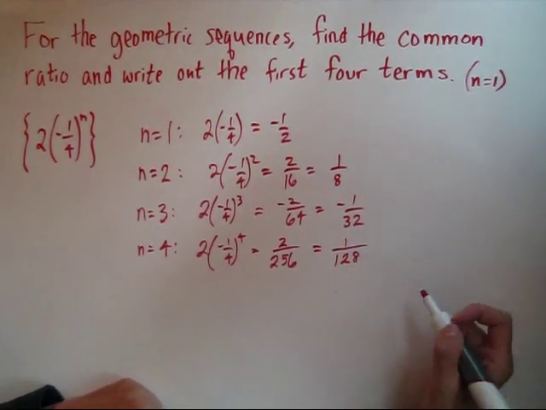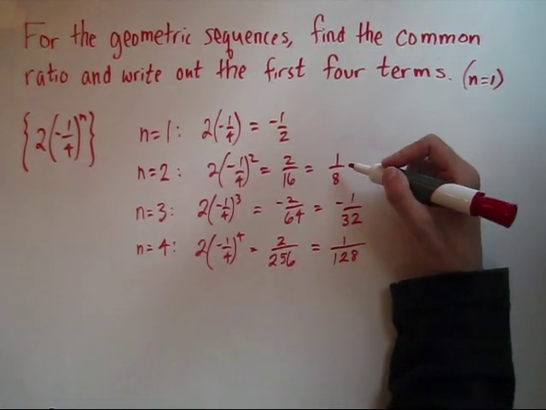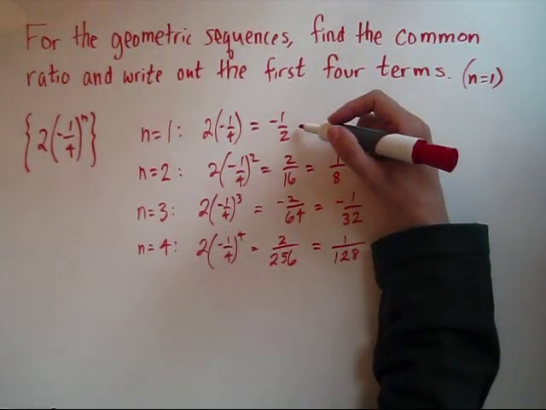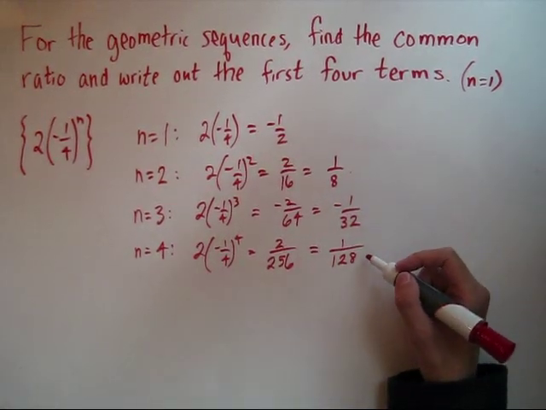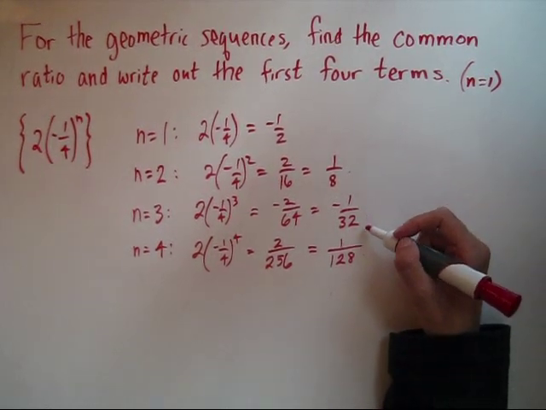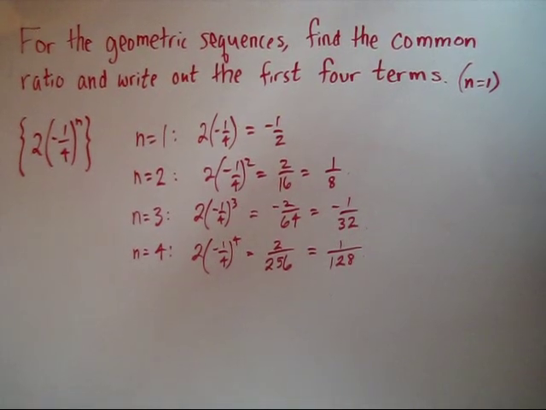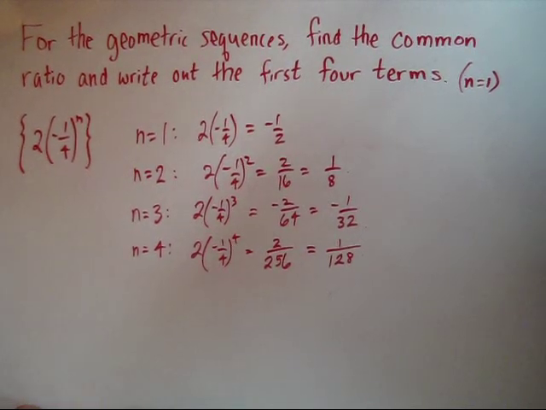Now the common ratio is the number that if you took 1/8 and divided it by negative 1/2, or negative 1 over 32 divided by 1/8, or 1 over 128 divided by negative 1 over 32. That's kind of tedious to find that. There is a shortcut.